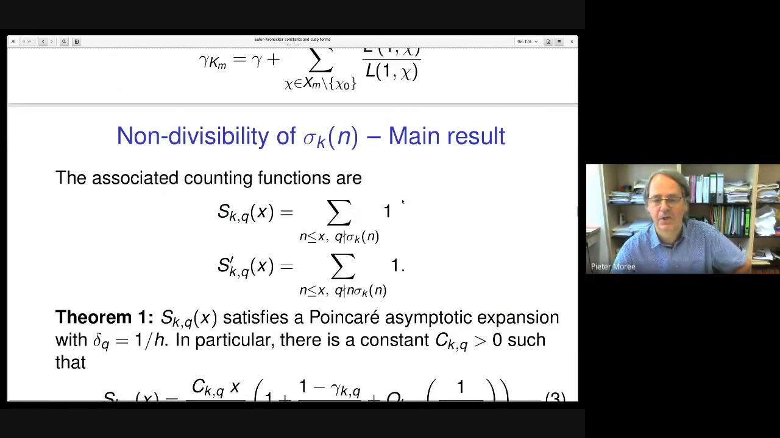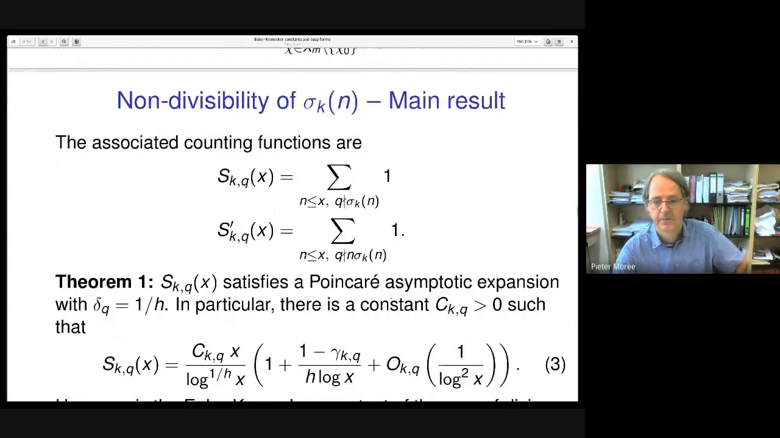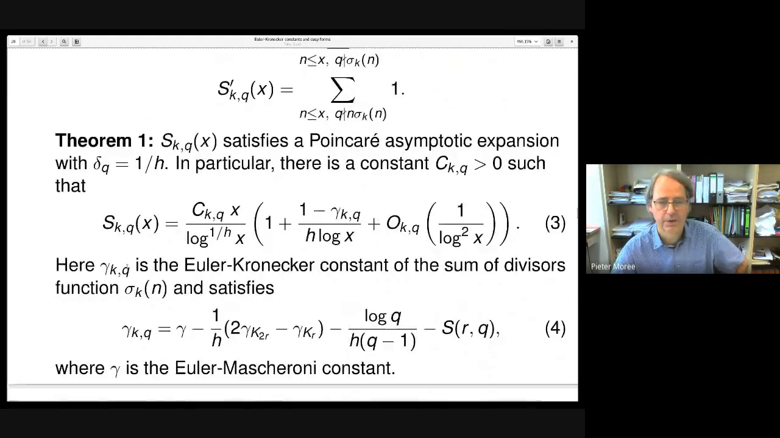So we're looking at the q non-divisibility of the sums of the divisor function and this variant with the n in it. And this variant is motivated by the application. So we give some asymptotic formula, and then the second order term is related to the Euler-Kronecker constant, and the Euler-Kronecker constant satisfies this formula 4. So here we see that the Euler-Kronecker constants of certain subfields enter the game.